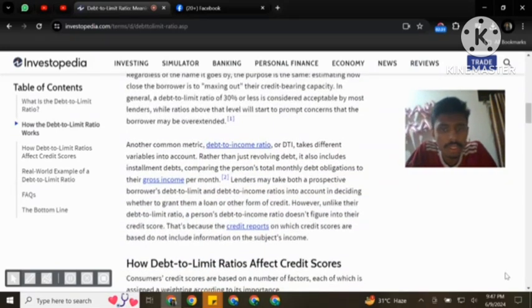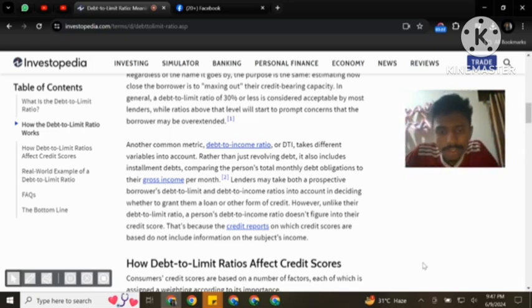Another common metric, debt to income ratio or DTI, takes different variables into account rather than just revolving debt. It also includes installment debts, comparing the person's total monthly debt obligations to their gross income per month. Lenders may take both a prospective borrower's debt to limit and debt to income ratios into account in deciding whether to grant them a loan or other form of credit. However, unlike their debt to limit ratio, a person's debt to income ratio doesn't figure into their credit score. That's because the credit reports on which credit scores are based do not include information on the subject's income.